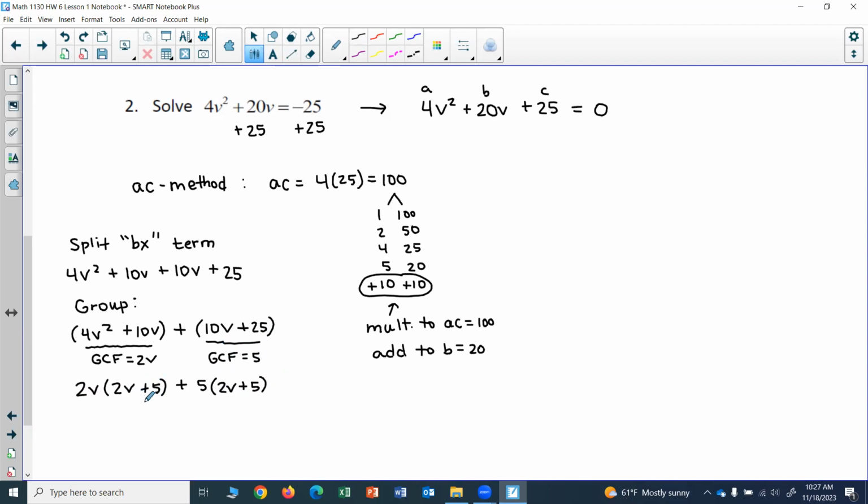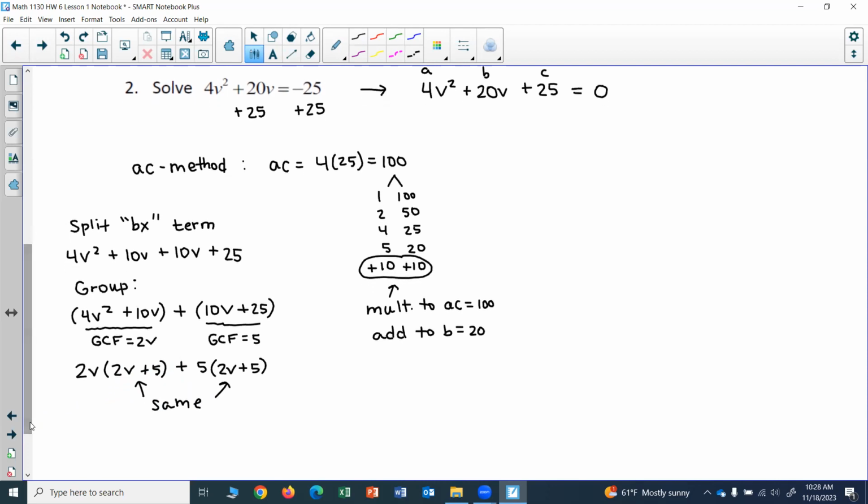Now at this point, the two things in parentheses have to be the same, or else you've gone wrong somewhere in your factoring by grouping. So now the greatest common factor is 2v plus 5. And so I'm going to go ahead and factor that out as my GCF. And so my final factored form will be 2v plus 5 times 2v plus 5.